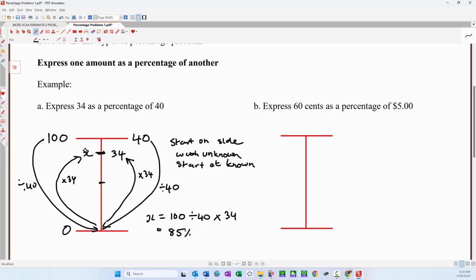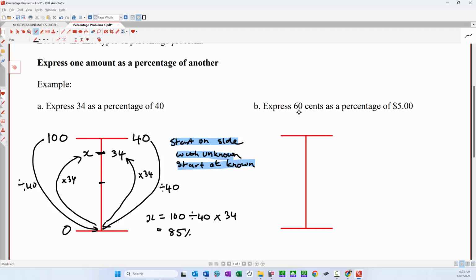Which seems roughly right. What do we guess? 80, 75 maybe. Okay, so that's that problem there. So there's our rule: start on the side with the unknown, start with the known. And then we just follow this process. Now this is all being recorded on a video because you're watching it, but you'll need to practice this process a little bit.